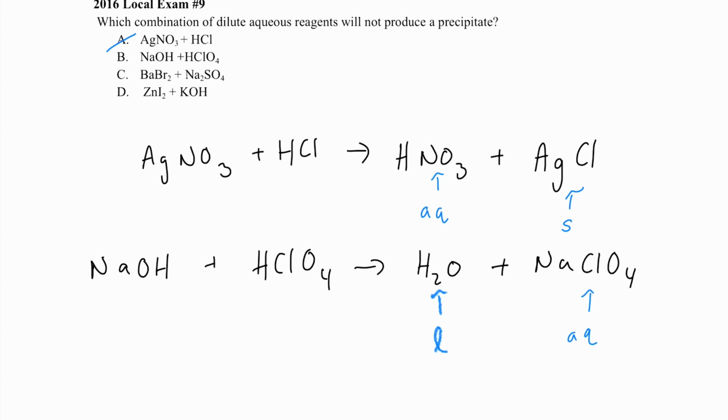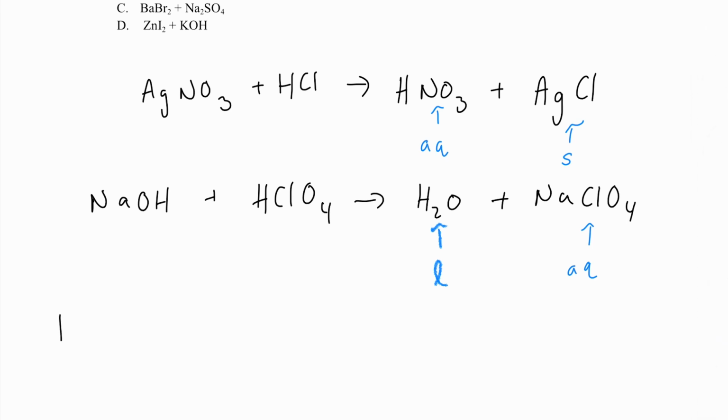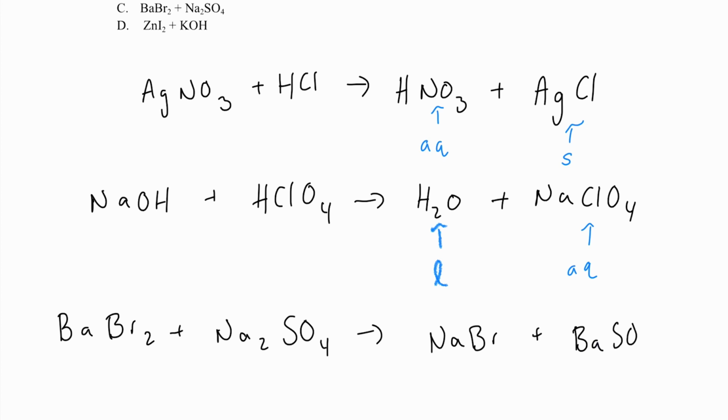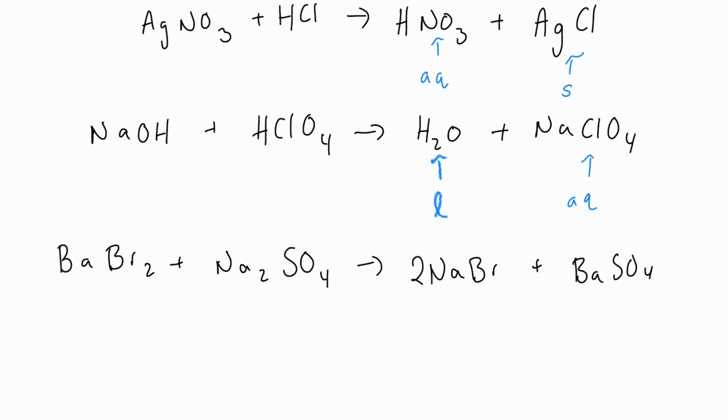Let's just go through C and D to make sure. So C is BaBr2 with Na2SO4. Now, what does this produce? Again, double displacement reaction, so we're going to produce NaBr with BaSO4. And there should be a 2 here to balance out the reaction. Alright, NaBr is going to be aqueous from your precipitation rules, but BaSO4 is actually going to be a solid. So we do produce a precipitate with C.